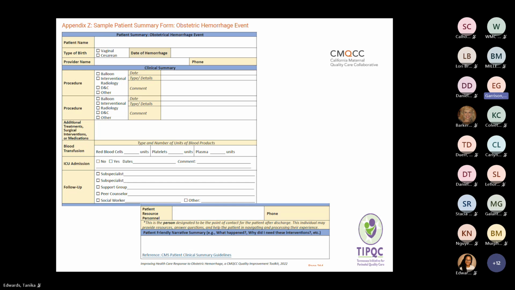And this information is in your toolkit along with some sample language that you could consider as you train your team. This is a form that's in the CMQCC toolkit, and we'll include a copy in the TIPQC toolkit as well. But it is designed for the patient, and it's something that you can certainly include in their chart, but you could give them a copy as well. And it really describes, gives a little detail about what happened. How many units of blood did the patient receive? Were they in the ICU?